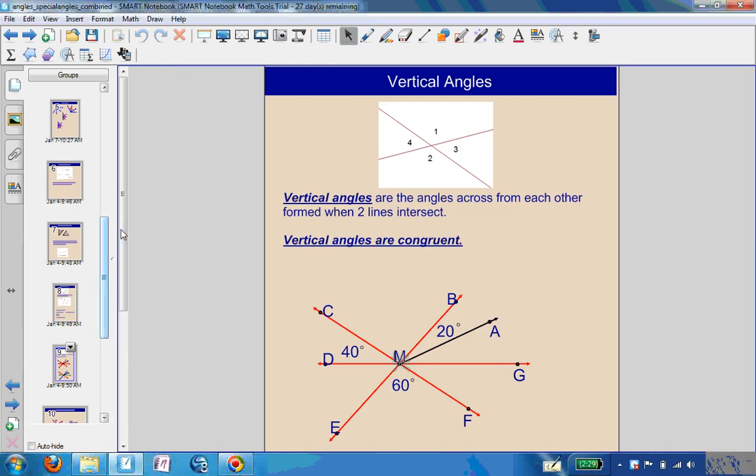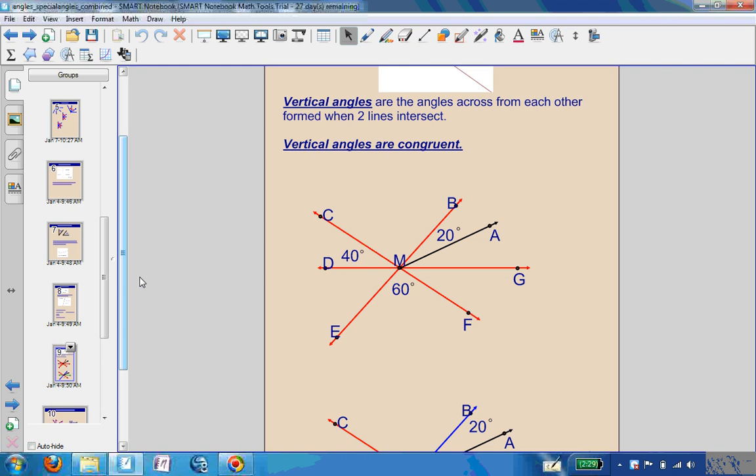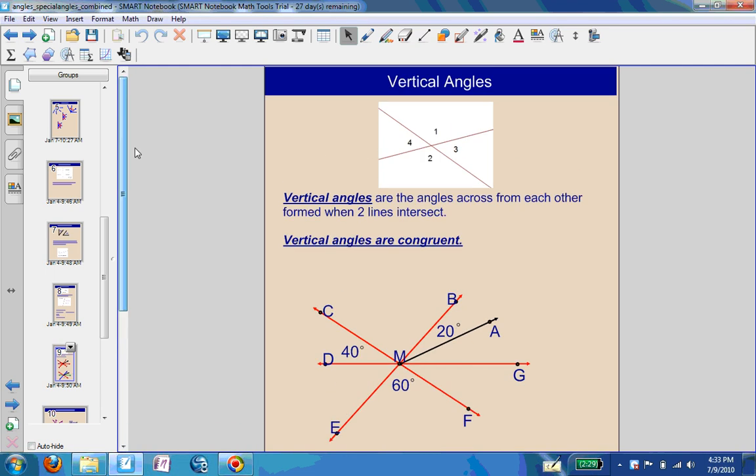Vertical angles are formed whenever two lines intersect each other. So if you look at the picture above, we have two lines intersecting. Angles 1 and 2 are called vertical angles, and angles 4 and 3 are also vertical angles. So they're the angles that are across from each other whenever two lines intersect. And the lines don't need to be perpendicular, they're just intersecting one another.